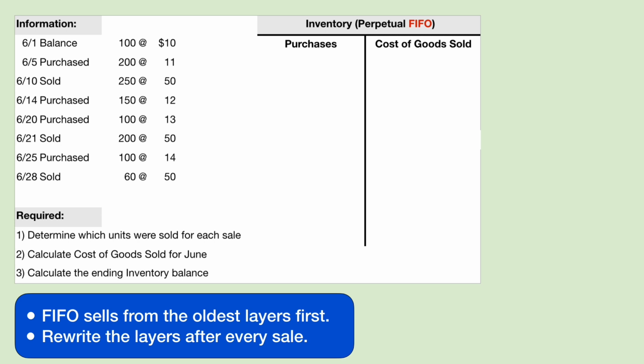Here's a problem. Remember that when using the FIFO method, we're going to start selling from the oldest layers and then the most recent layers. After we make a sale, we will rewrite the layers after every sale.